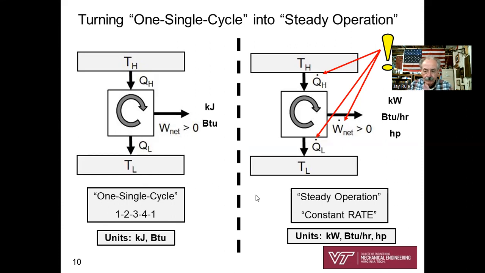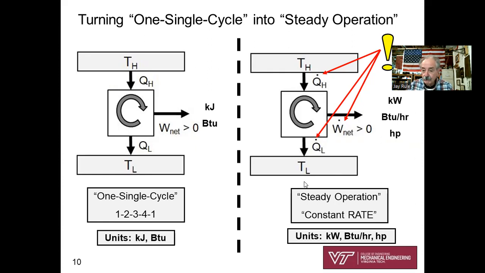Then we move into the engineering world, where we're operating things, where we're running a power plant, or a fridge, or a heat pump, or an air conditioner. In this case, we're running a power plant. Power plants run 24/7. They don't just run through one cycle, do they? They run continuously. Thank goodness. So that's why we have Q dot H, the rate at which heat is added to the plant, W dot, the rate at which net power is produced, and Q dot L, the rate at which heat is rejected to a low temperature reservoir, usually the surroundings.